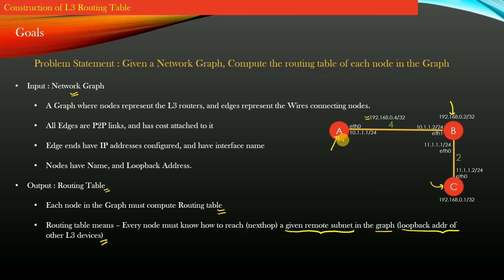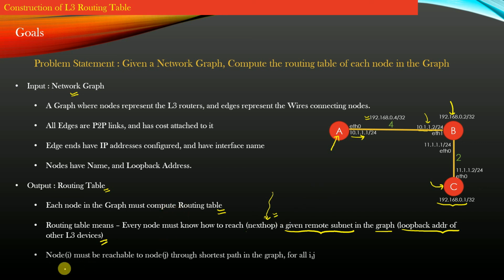So A must know that in order to forward the traffic which is destined to the IP address 192.168.0.1, it should forward the traffic out of the local interface Ethernet 0 towards the gateway IP address 10.1.1.2. So this information is called next hop information.